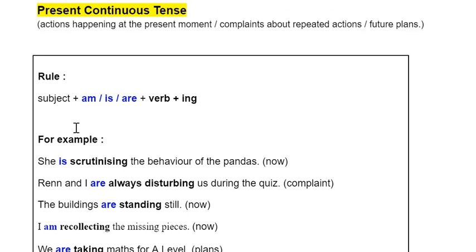Okay, the rule is simple. Subject, am, is, are. It depends on the number of the subject. If the subject is I, then you use am. If it is a singular subject, then you use is. If it is a plural subject, you use are. Plus verb plus ing. Here, she is scrutinizing the behavior of the pandas. She is, okay, because there's only a singular subject. Now it is going on right now.